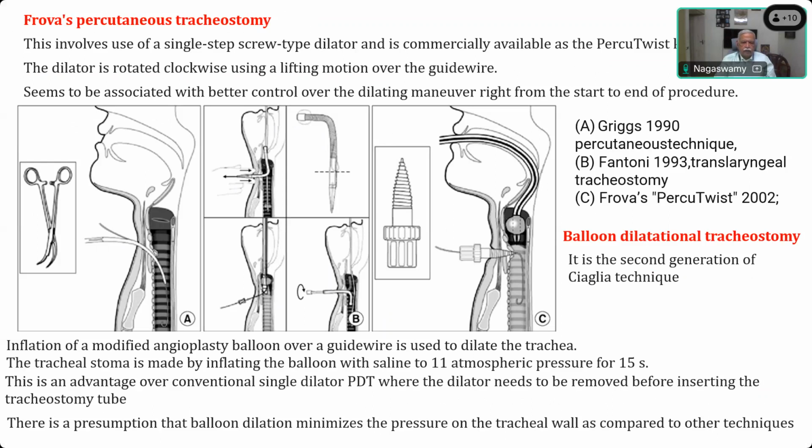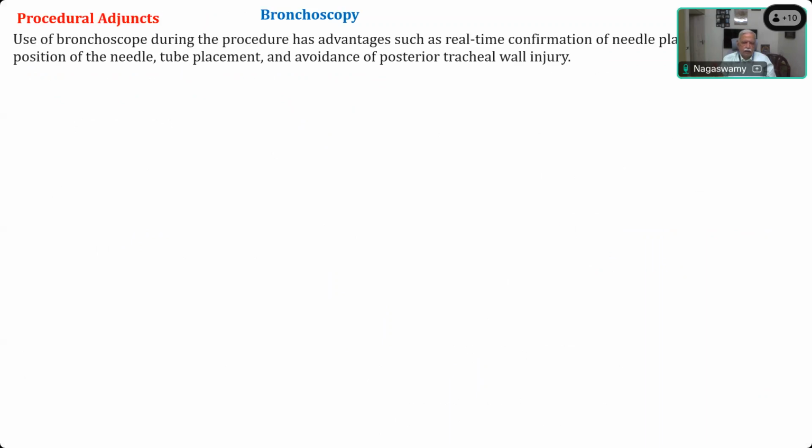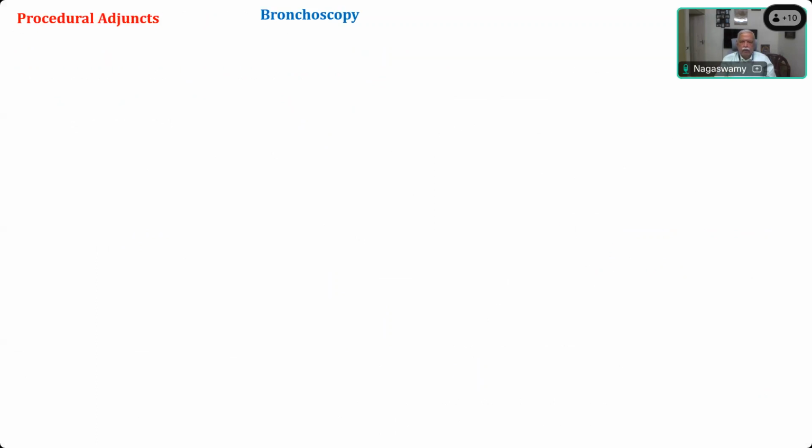And there is a perception that balloon dilatation minimizes the pressure on the tracheal wall as compared to other techniques. So some of the procedural adjuncts that you can use for this are, so there are 5 methods: Ciaglia method, Griggs method, Provost method, and this balloon tracheostomy method.